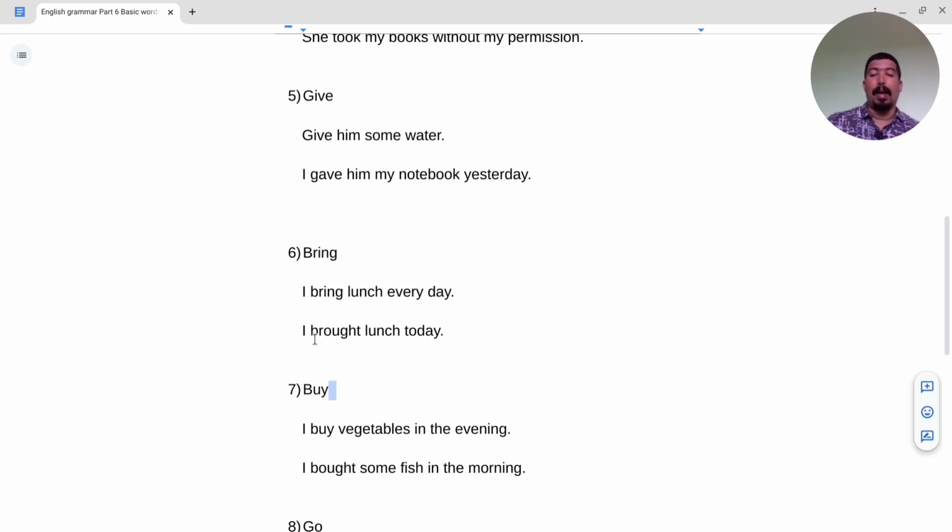Bring. And what is the past form of bring? I brought lunch today. So when do you say this sentence? This is a completed action. One of my friends invited me for lunch. Okay, I am going outside. Do you like to come with me? Then I told him, sorry, I brought lunch today. That means I brought food today, I am not coming with you. Sorry, I am not coming with you. I brought lunch today. Bring, the past form is brought.